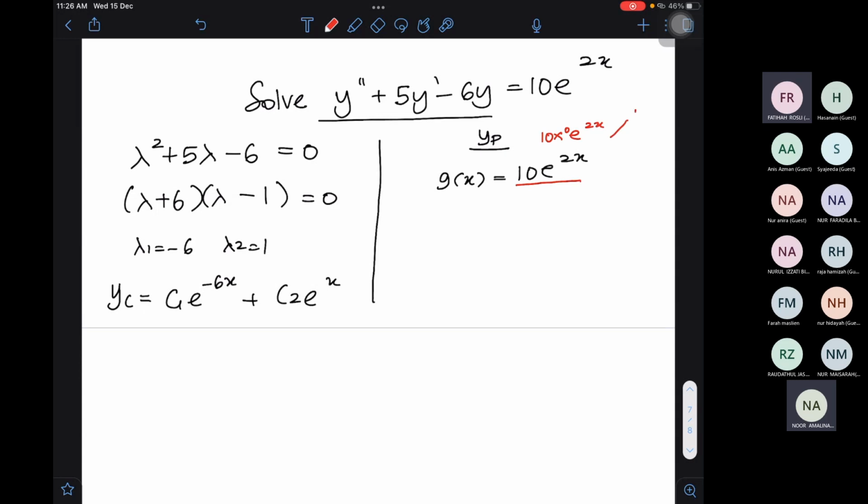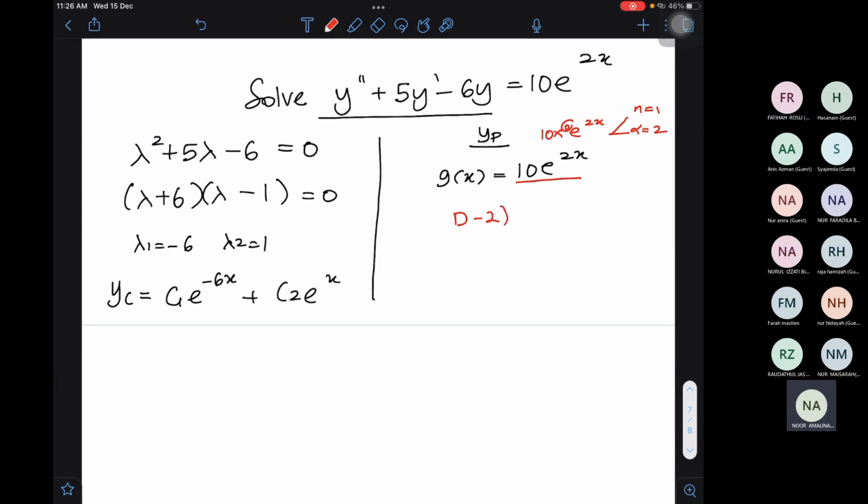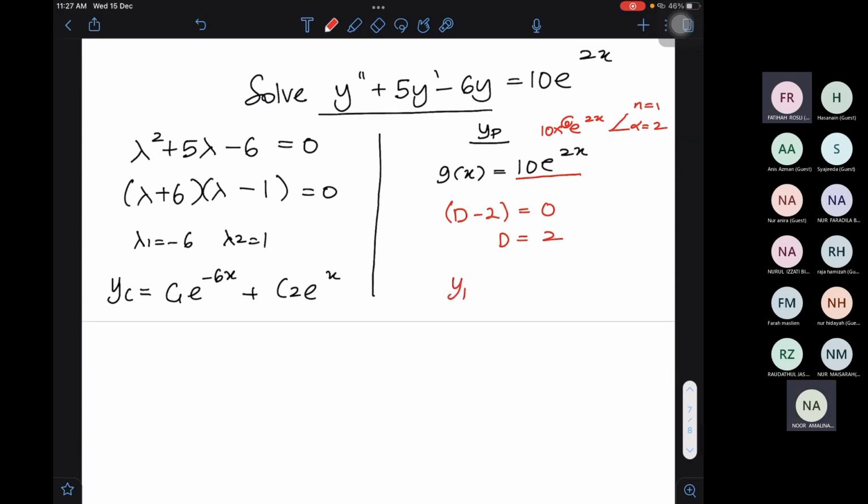So from here, we know that our n is equal to 1, kosong tambah 1, dan our alpha is equal to 2. So what is the differential operator? It will be d minus alpha to the power of 1. So kita punya differential operator is equal to d minus 2. So d minus 2 is equal to 0. So your d is equal to 2. Okay. So when you have only 1, then your YP will be C3 exponent 2x. Sampai sini boleh?